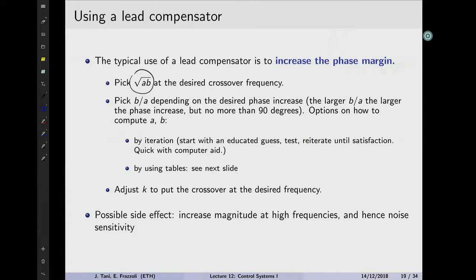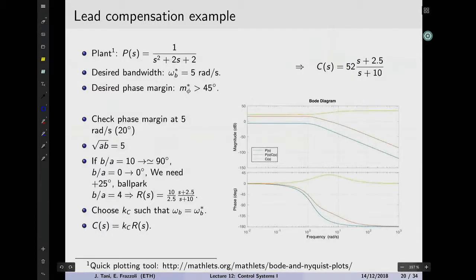And once you have the tables, it becomes super easy and intuitive to figure out what the right values are, as we will see in an example. So what you do to design a lead compensator is you pick the root of A over B, and then you choose how distant they are to understand how much phase contribution, and then you just adjust the decay to fix the details. Let's see an example.